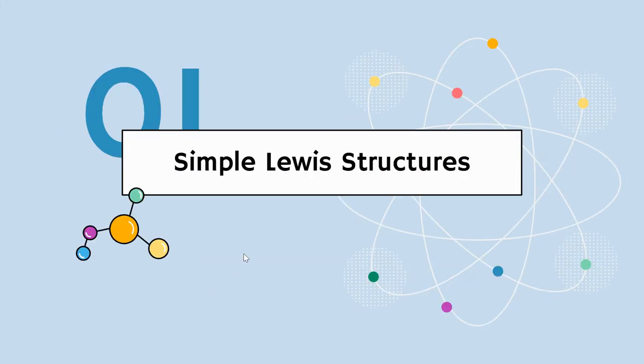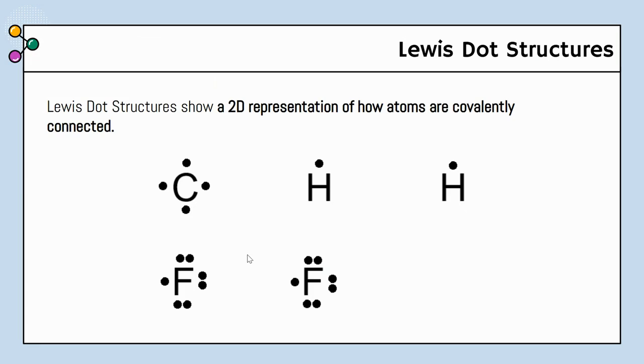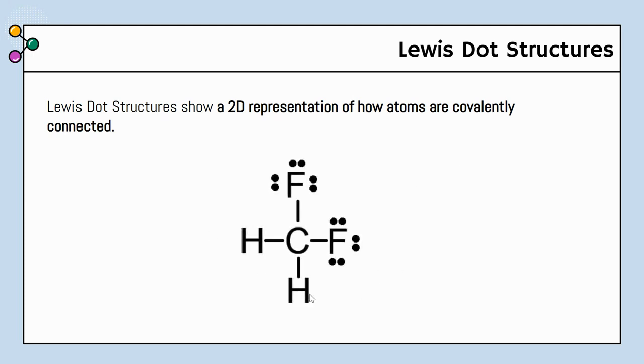So let's talk about simple Lewis structures. First and foremost, don't forget that Lewis dot structures show a two-dimensional representation of how the atoms are covalently bonded. If, say, I have this carbon, these two hydrogens, and these two fluorines, a Lewis dot structure would show that the bonding is the carbon bonded to four outside atoms.